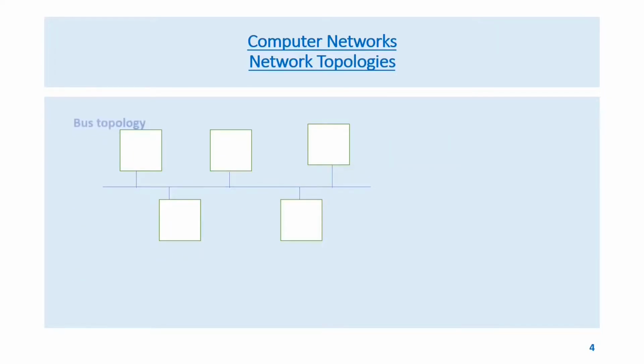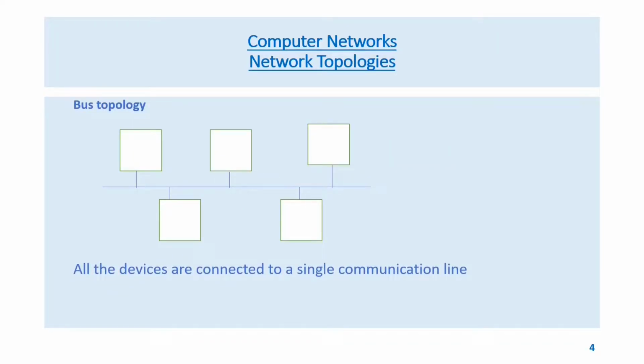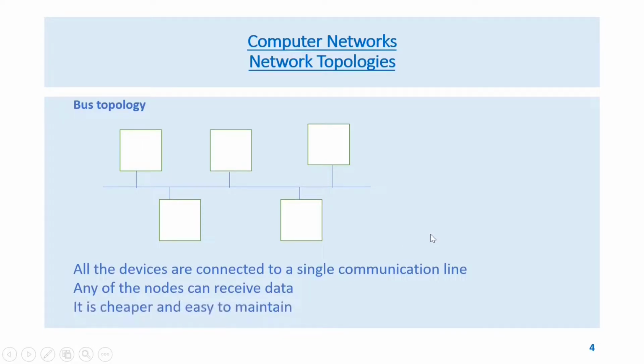Bus topology. All the devices are connected to a single communication line. So there will be a single communication line. This is the bus, and all the devices are connected to that single communication line. So this is the bus topology. Any of the nodes can receive data. It is cheaper and easy to maintain.